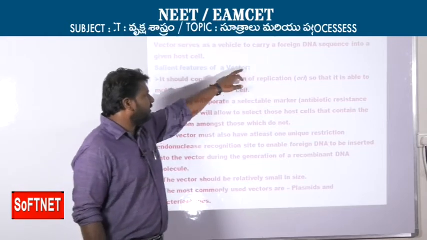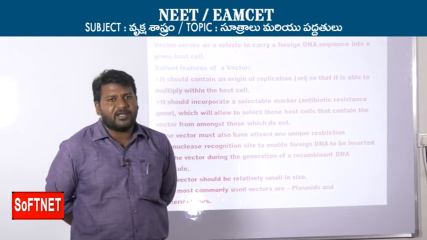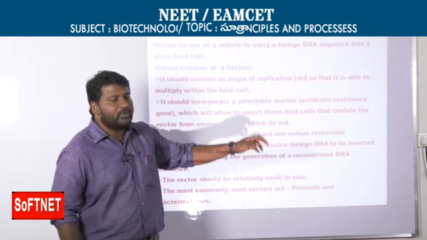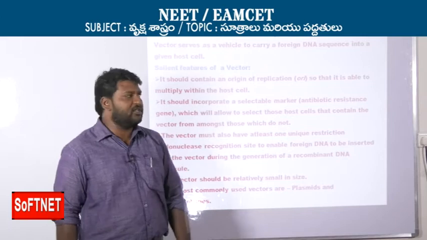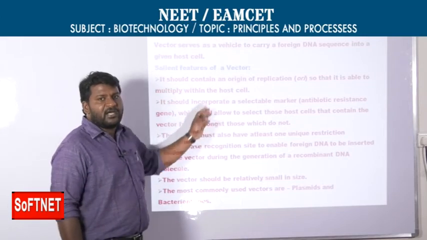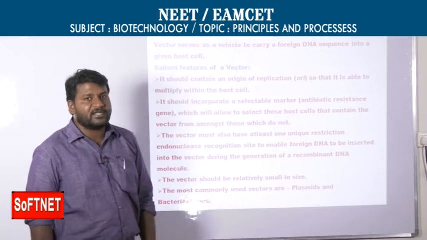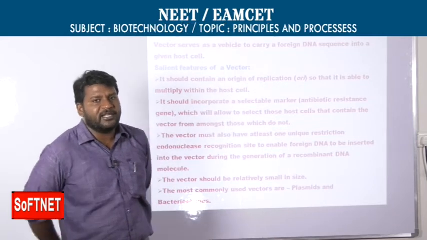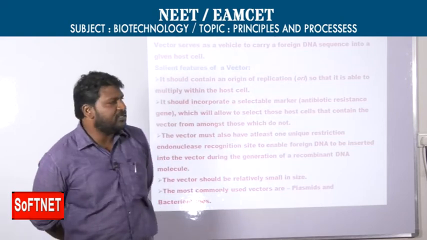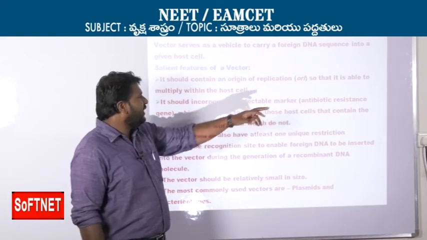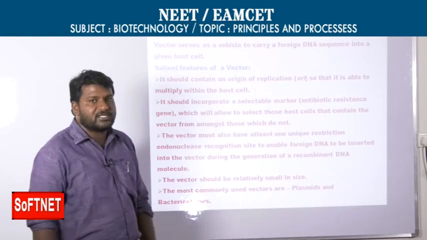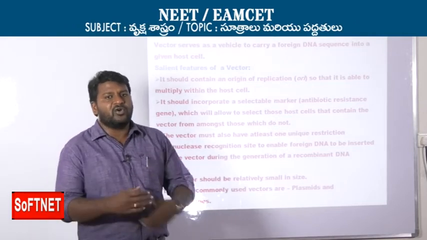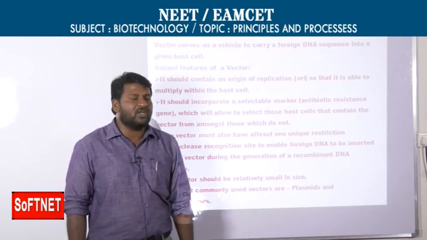Now, why do we call an organism a vector, and what qualities should an organism have to be used as a vector in rDNA technology? It should contain an origin of replication. This is mandatory: the ORI, the origin of replication, so that it is able to multiply within the host cell. Without the origin of replication, there is no initiation of replication of the DNA of a plasmid or a vector.